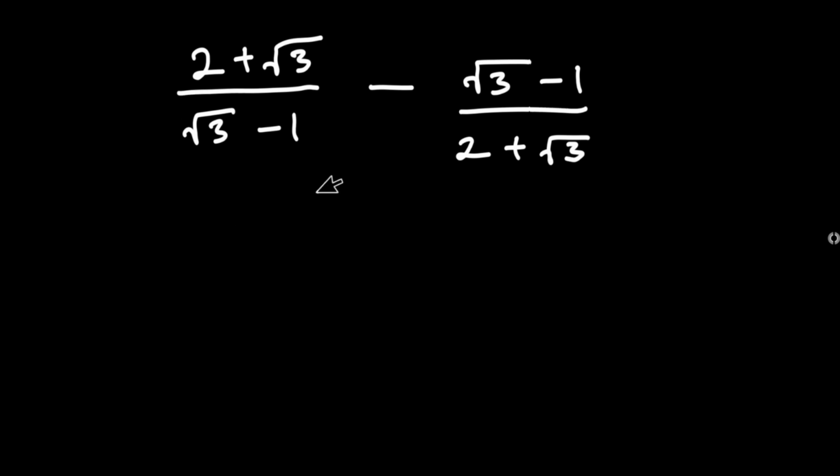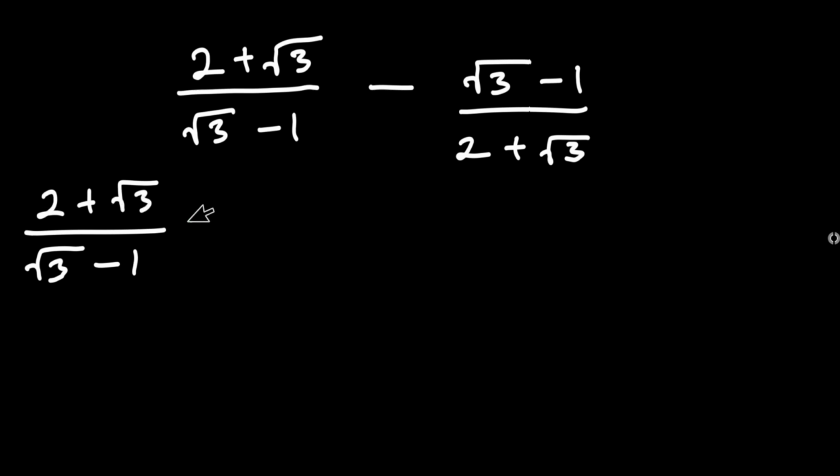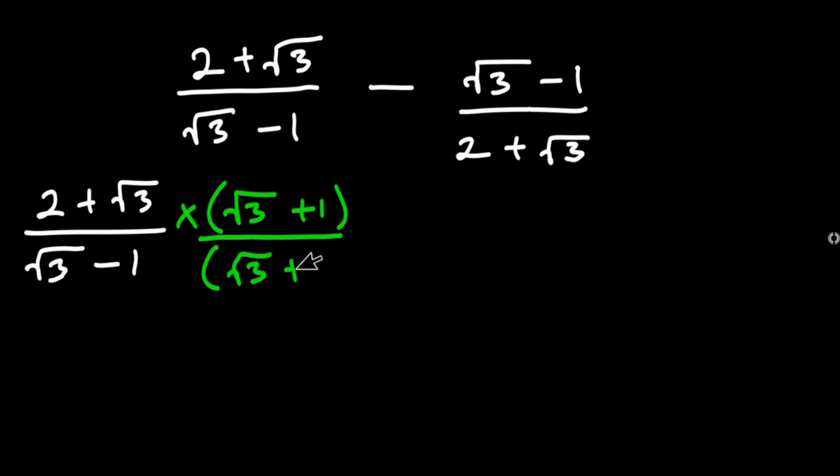A quicker way to do this is to treat them separately, since if we try to combine the denominators, we can never get a difference of two squares. So what I'm going to do first is take the first fraction, which is 2 plus square root of 3 all over square root of 3 minus 1, and rationalize this right here. So I'm going to multiply the whole of this by the conjugate, which is square root of 3 plus 1. Then I'll also multiply the denominator by square root of 3 plus 1.